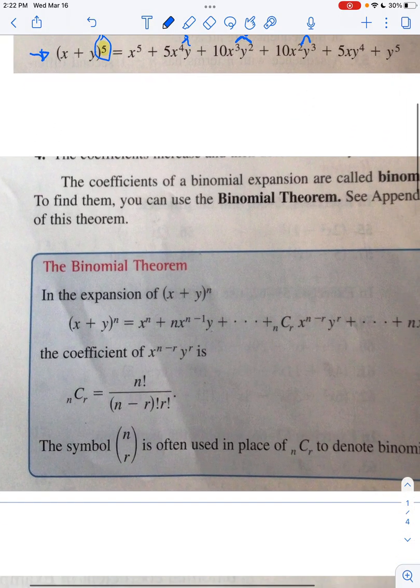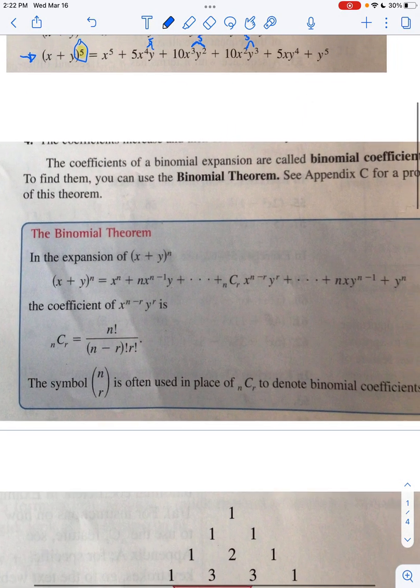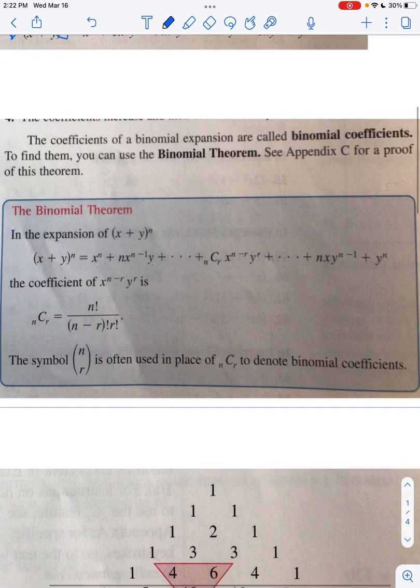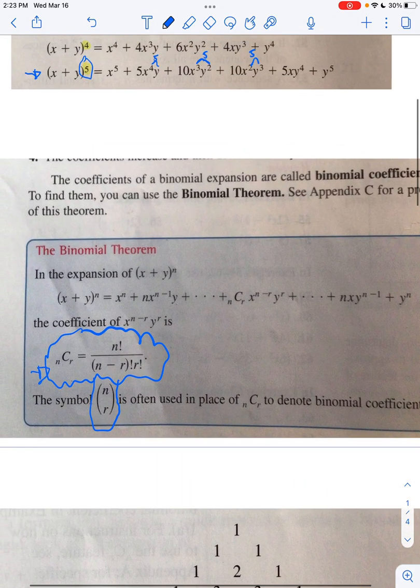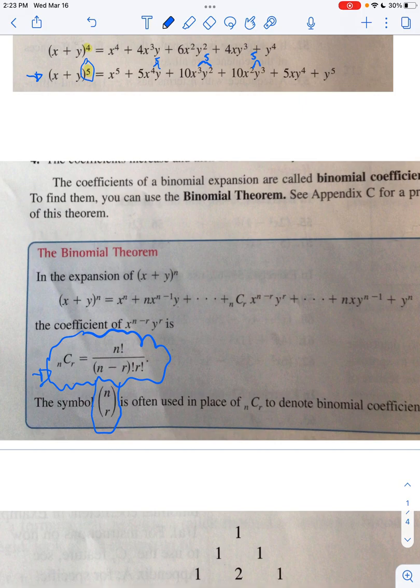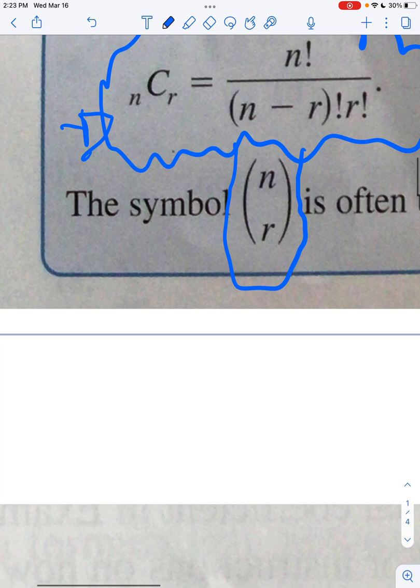The coefficients of a binomial expansion are called binomial coefficients. And so we can use the binomial theorem, which is listed right here, to help us find our coefficients. We can use this formula right here. Oftentimes, this is denoted as n comma r, and you'll see what that looks like.